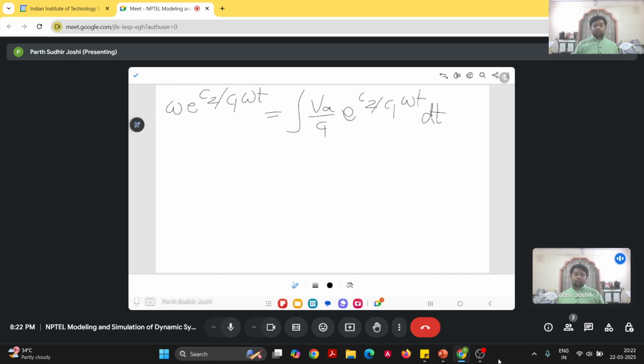So now if the variation of the armature voltage with respect to time is known, then we can further integrate this differential equation to get the exact solution for the variation of omega or the speed of the DC motor with respect to time based on the known variation of the armature voltage with respect to time.